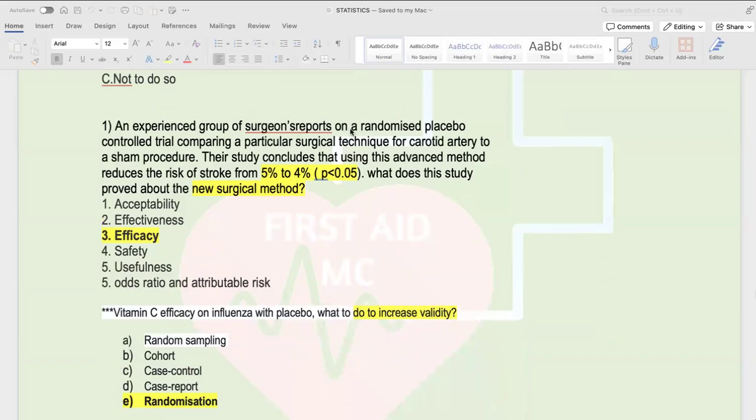Next, an experienced group of surgeons report on a randomized placebo-controlled trial comparing a particular surgical procedure for carotid artery to a sham procedure. The study concludes that using this advanced method reduced the risk of a stroke from 5 to 4%, and the p-value is less than 0.05. What does this study prove about the new surgical method?